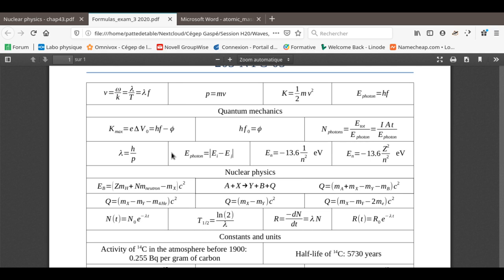So in the last part of the course, we studied modern physics, how scientists were forced to reconsider their understanding of nature based on some new experimental evidence. The first part we studied was quantum mechanics, so how both light and matter had to be studied in a different way than what we had before.